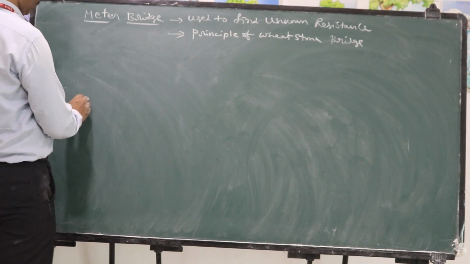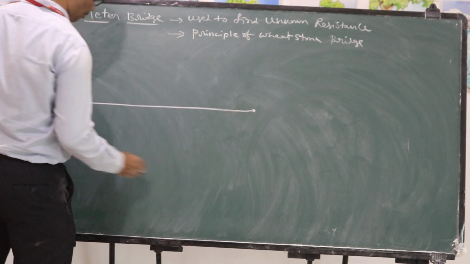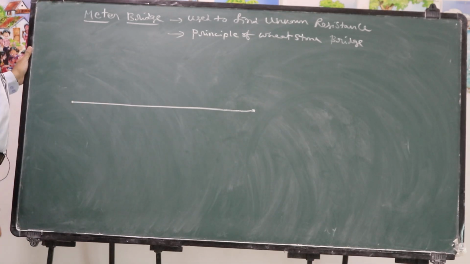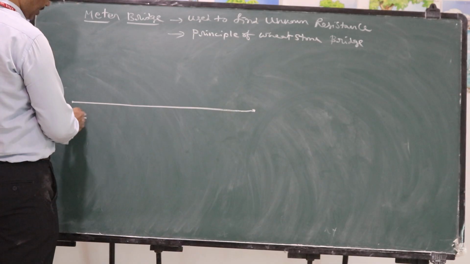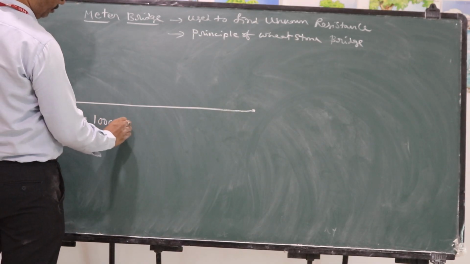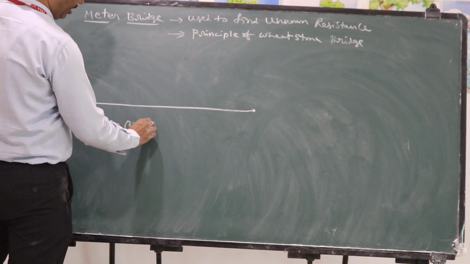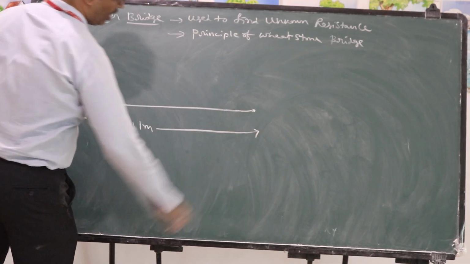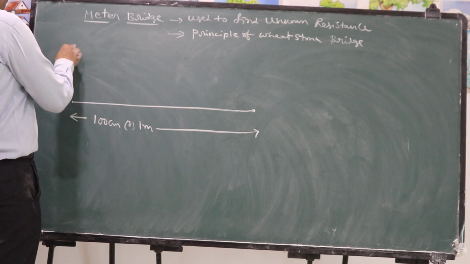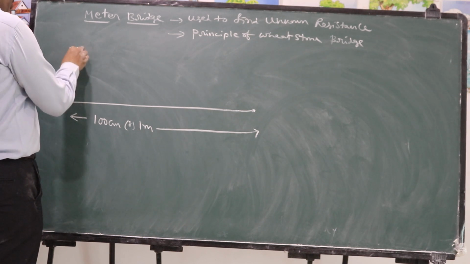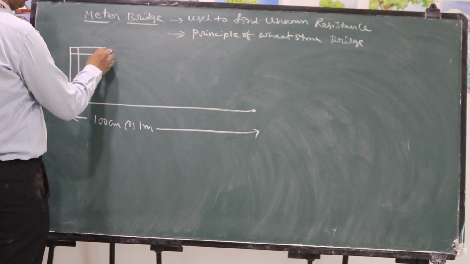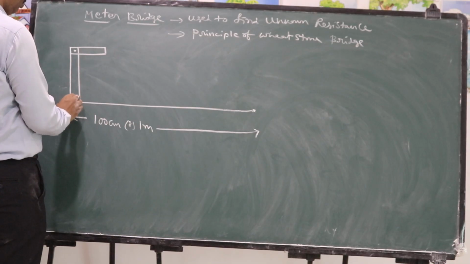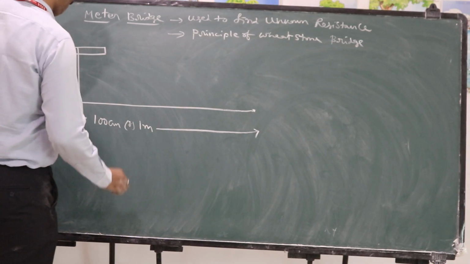Meter bridge consists of 1 meter wire, maybe made with constantan or manganese, like that alloy. So the exact length of the wire is 100 centimeters, or 1 meter. As it consists of 1 meter wire, it is called meter bridge. It is provided with 2 L-shaped metal plates. With the help of terminals, they were joined like this. This is one terminal, this is one terminal. Let me name this terminal as A.